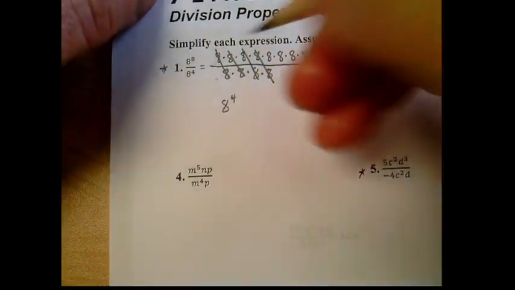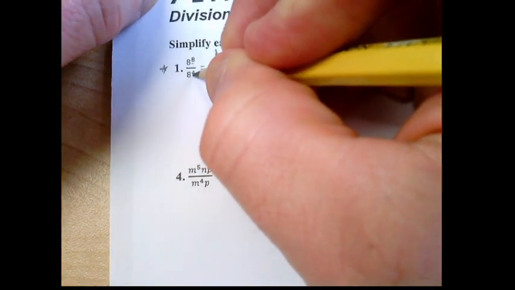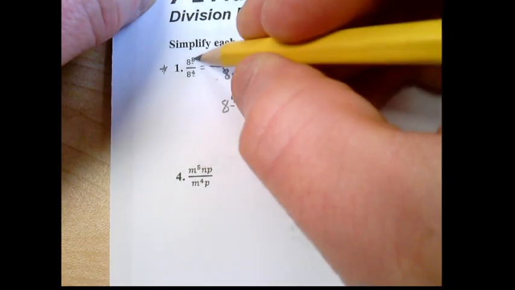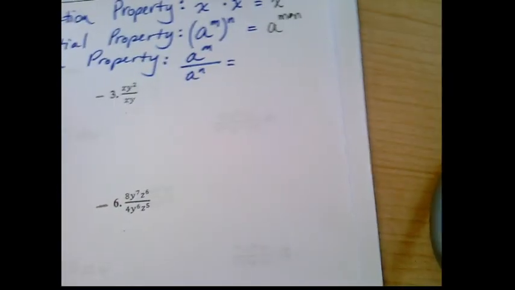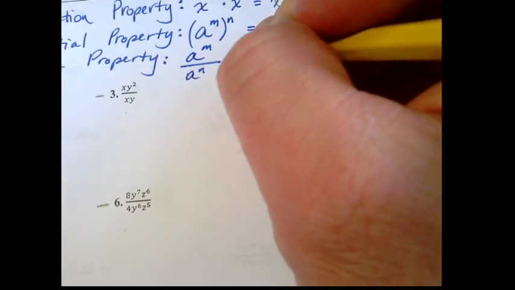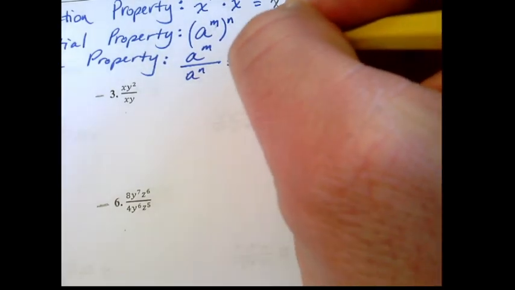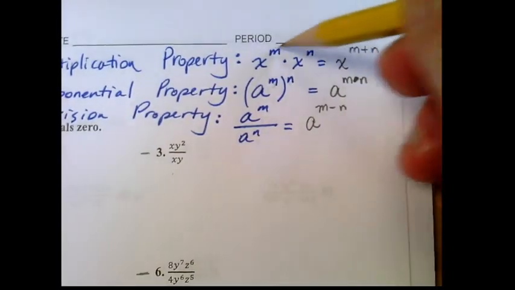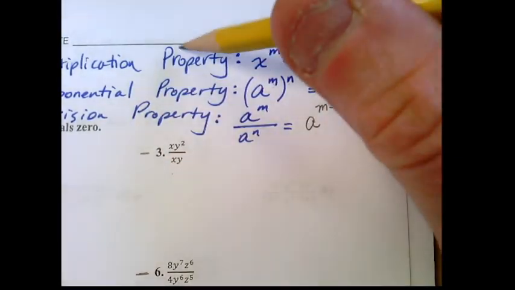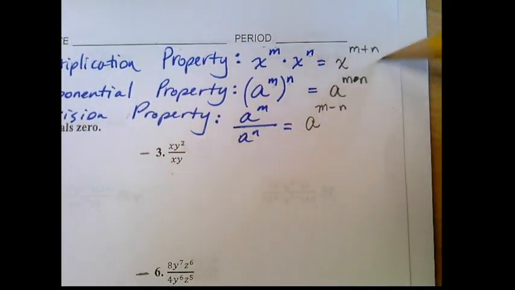Now, what can we do with the exponents here? What did we do with 8 and 4 to get 4? Well, you just subtracted them. So when I go back over here to the rule, a to the m minus n. It kind of makes sense. If you go back to the multiplication property, we're adding the exponents. Well, division is the opposite of multiplication, and the opposite of adding is going to be subtracting. So that's what we're going to do there with the exponents.